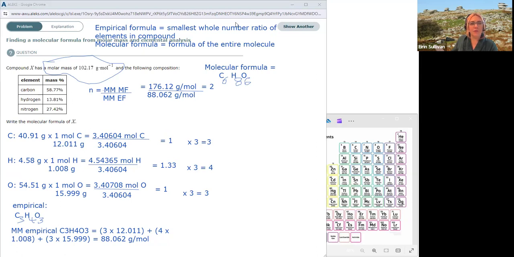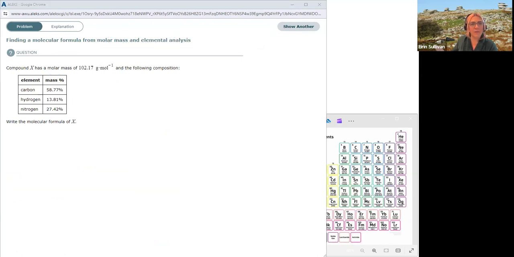Let me clear my drawings. Here we go. So carbon, hydrogen, nitrogen. Let's see what we got. I don't know what we got until we do it, okay? So carbon then, 58.77 grams times 1 mole of carbon over 12.011 grams. Going quick and dirty on this one now because we've done it a few times, that equals 4.8930 moles of carbon.